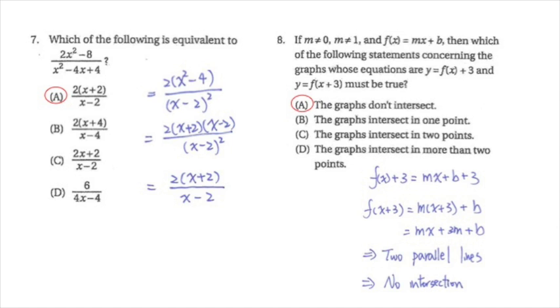Question 8. In this question, we're given f of x equals mx plus b, and we're asked which of the following is true about f of x plus 3 and f of x plus 3. So f of x, plus 3 equals mx plus b plus 3. F of x plus 3 equals m times x plus 3, plus b, which equals mx plus 3m plus b. In this case, we can see that these are two linear functions with the same slope m. So that means there are two parallel lines, which means they do not intersect. So the correct answer is A.